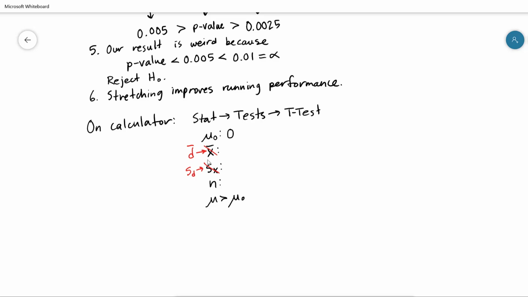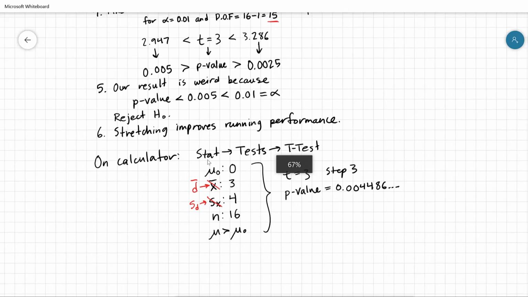So our d bar, the mean of the differences that we did find, was 3 seconds, and the standard deviation of those differences was 4 seconds, and our sample size was 16. If I plug those in, 0, 3, 4, 16, and pick the appropriate form of the alternate hypothesis, hit calculate, it will spit out that t is equal to 3, exactly as we expected. So this is our step 3, our test statistic. And then it'll actually give us the p-value. It just calls it p again on here, but the p-value is 0.0044486, which does indeed agree.